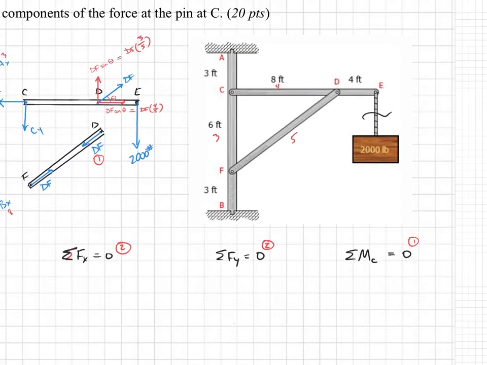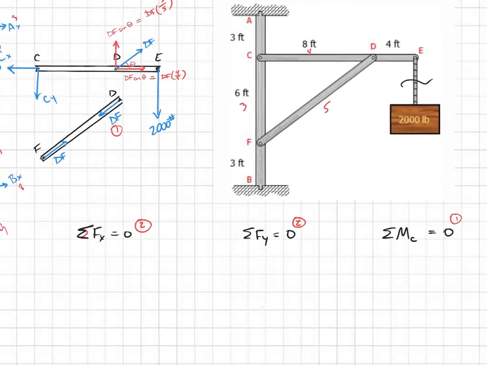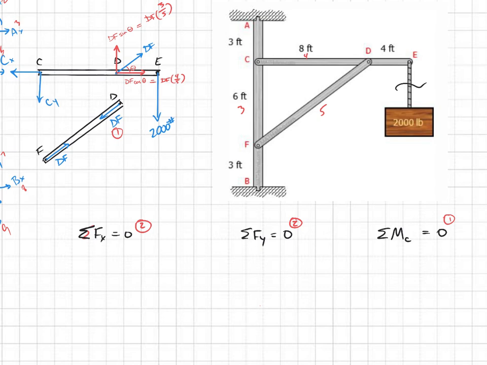So for the sum of the moments, let's see if I can keep that in view while we create this equation. Okay, so we're doing it around point C. Oh, notice that there are 3 unknowns on this, so we should be able to solve for all of this in one equation. Okay, so that distance is 8 feet, and this is another 4 feet, right?